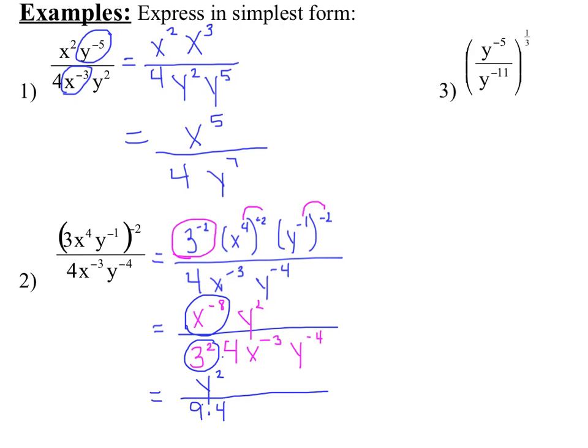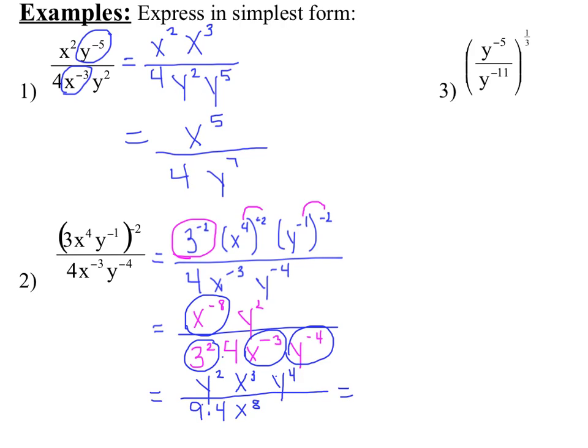Now I can move my negatives. So x to the negative eighth moves to the bottom and becomes positive 8. X to the negative third is going to move to the top and become a positive 3. And then y to the negative fourth is going to move to the top and become y to the positive fourth. So now I want to simplify and cancel anything that I can.